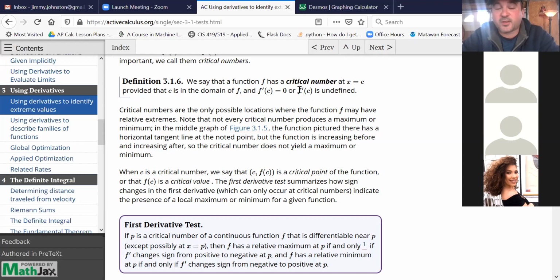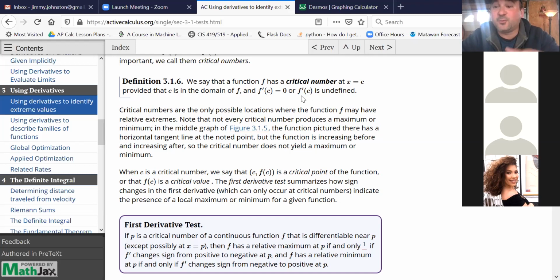If you meet either one of those criteria, that's a critical number. The thing to remember about a critical number is that's its only definition. It does not imply more, and students often think that it does. A critical number, for example, does not imply that you're a local min or a max. It doesn't.